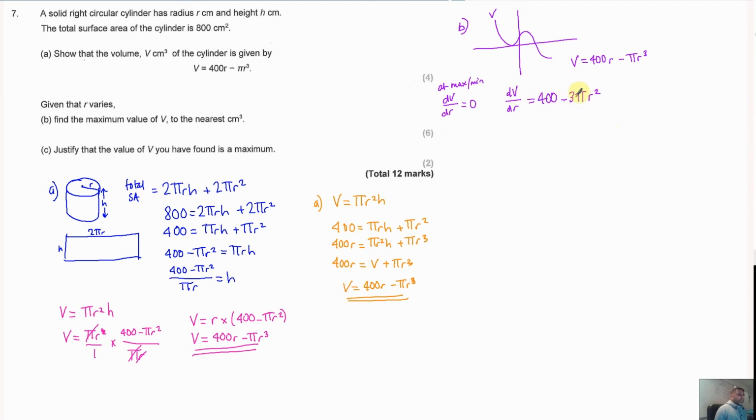Okay, so we want to know what is the radius when this gradient is 0, and that will tell us either the maximum or the minimum point. So 0 equals 400 minus 3 pi r squared. Add 3 pi r squared to both sides to make that positive. Divide both sides by 3 pi.